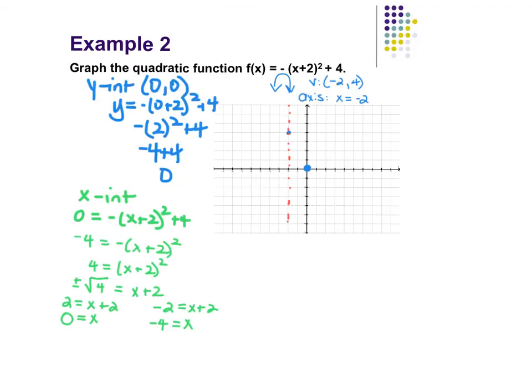And now I've got a third point, negative 4, 0. So I have enough information to graph it without having to plot any additional points. If I didn't have intercepts, if I didn't have 3 points, then I would plot additional points.